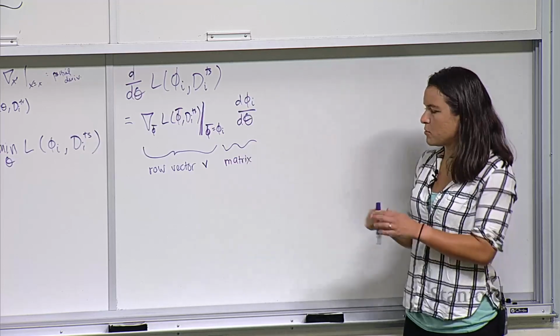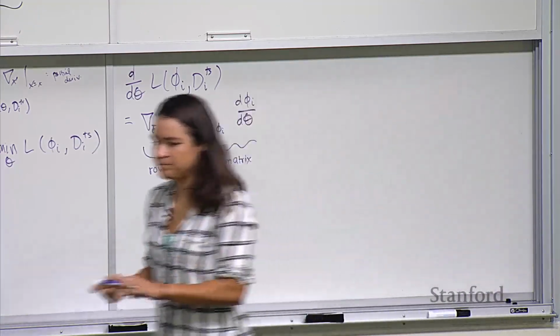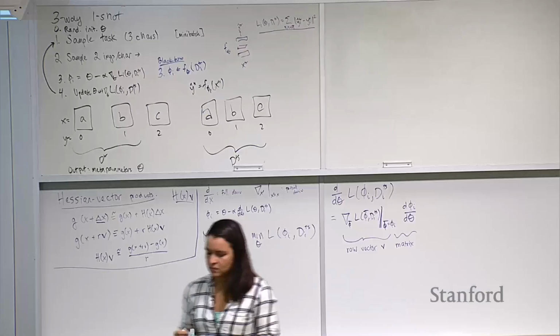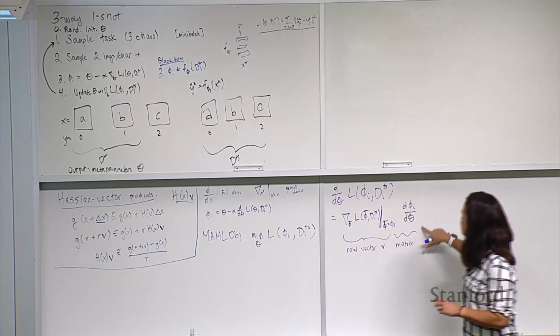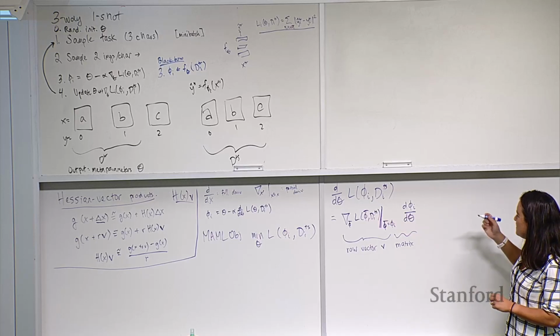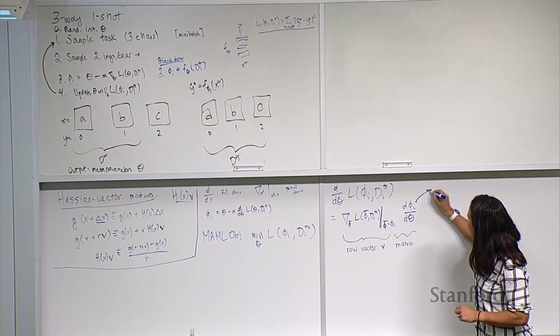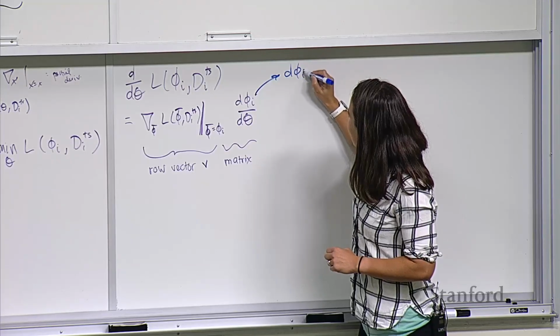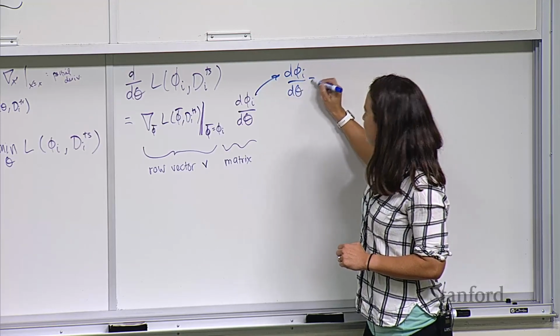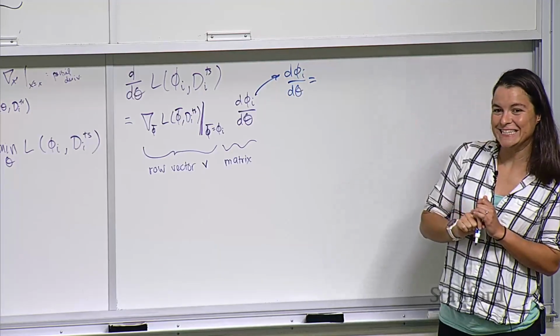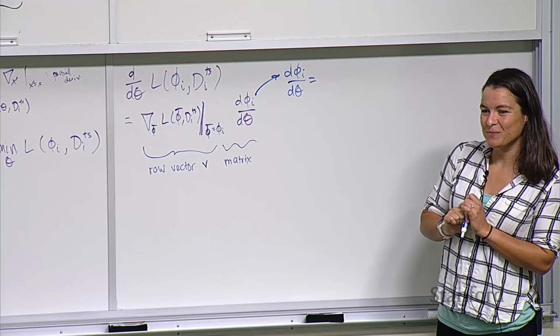And then let's look a little bit more at this matrix right here. So this matrix, d phi i d theta, if we look at the definition of phi, we see d phi i d theta. Does anyone want to give it to me? What do I write next?